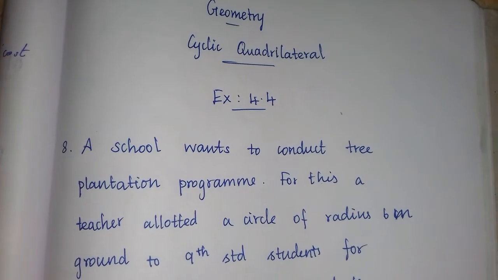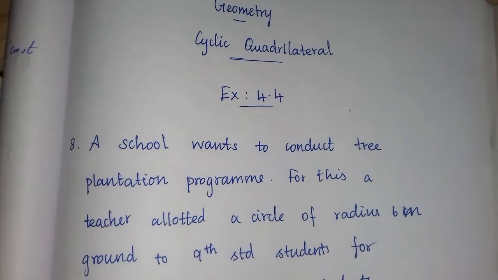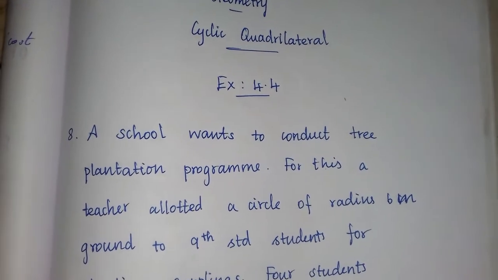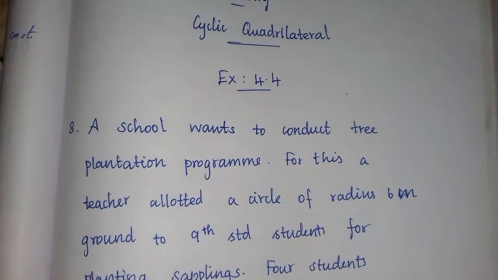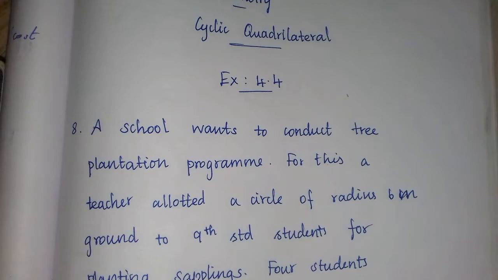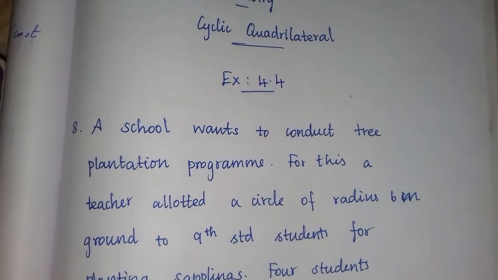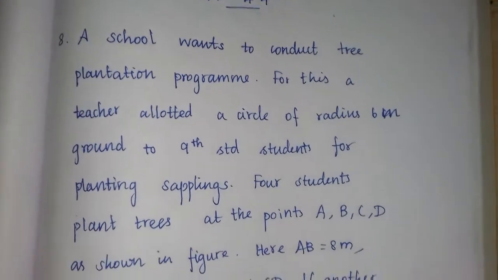We are going to see the 8th and 9th problems in exercise 4.4. What is given in the 8th problem? A school wants to conduct a tree plantation program. For this, a teacher allotted a circular ground of radius 6 meter to 9th standard students for planting saplings.